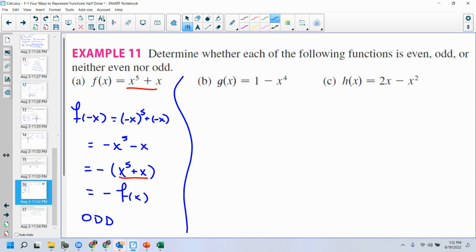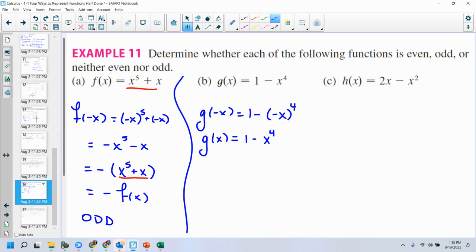Okay, let's take a look at our second one, g of x. So I'm going to find g of negative x and just see what happens to it, which is 1 minus negative x to the fourth. Now, what happens with any even power? The negative goes away. So we have g of negative x is really just 1 minus x to the fourth.